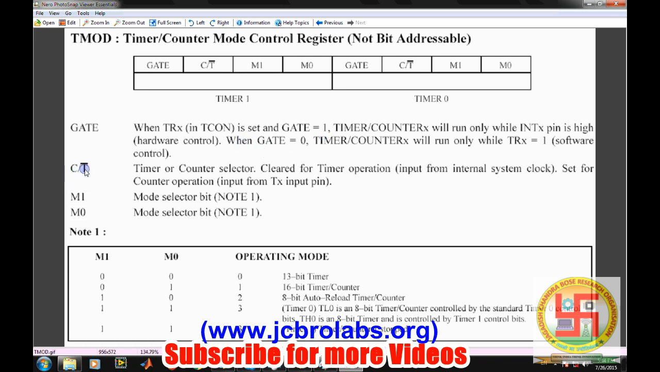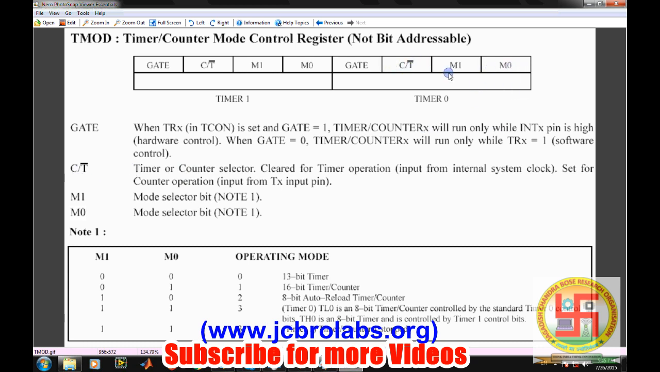Now there is C/T, the counter or timer operation. There is a basic difference: a counter counts external clocks, like external pulses coming to the 8051. When it counts the internal clock cycles, it acts as a timer. So if we want to work the timer in timer mode, this flag needs to be 0.